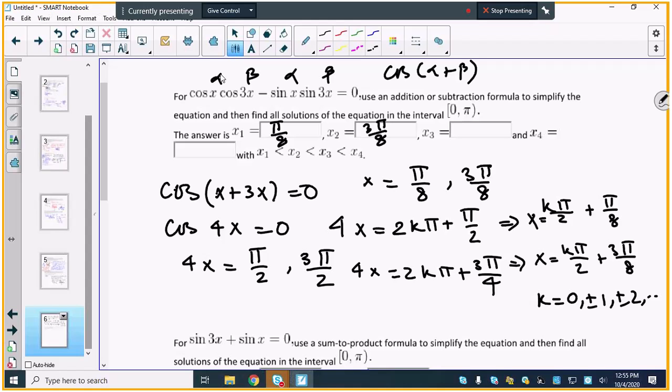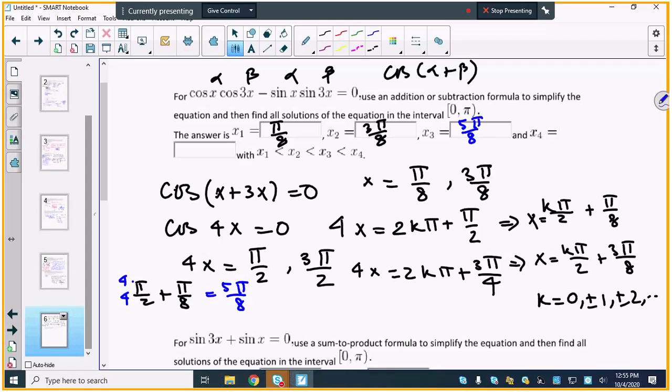If I put k equal to 1 in the first equation, I get pi over 2 plus pi over 8. So let's see that. Pi over 2 plus pi over 8 if I put k equal to 1. So the common denominator will ask me to multiply 4 on top and bottom. So I get 4 pi over 8 plus pi over 8, which is 5 pi over 8. That is my third solution.